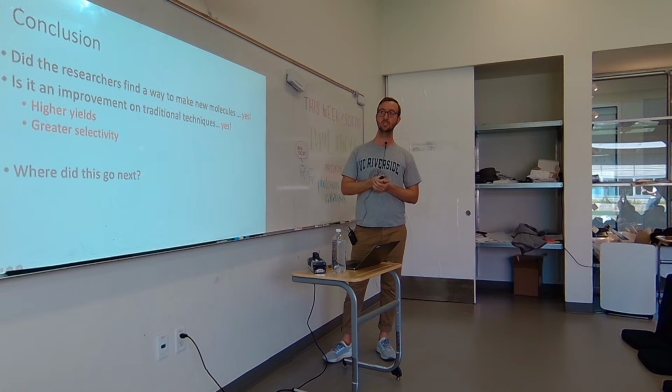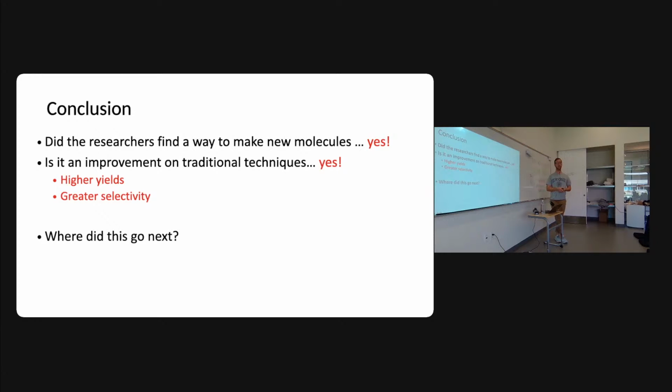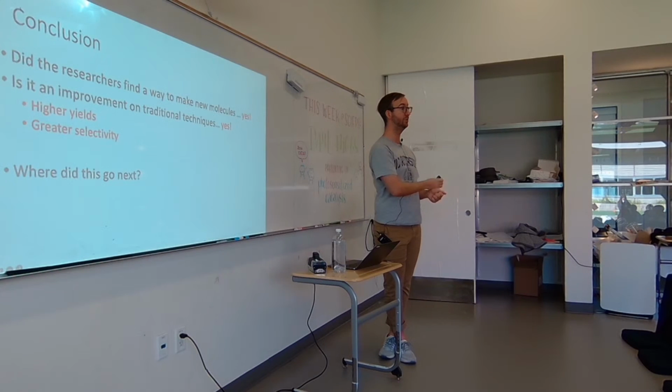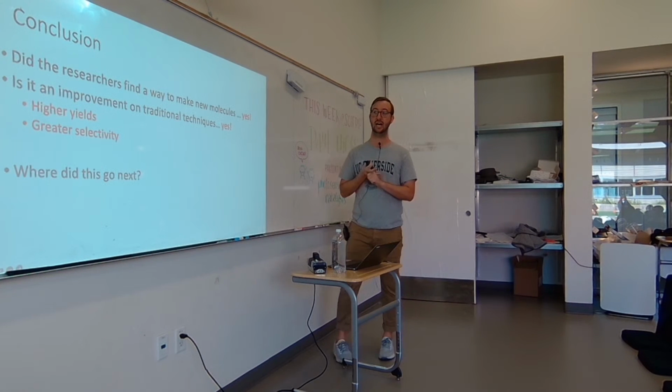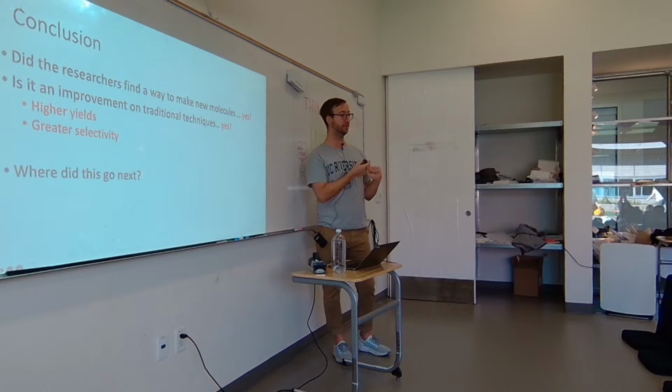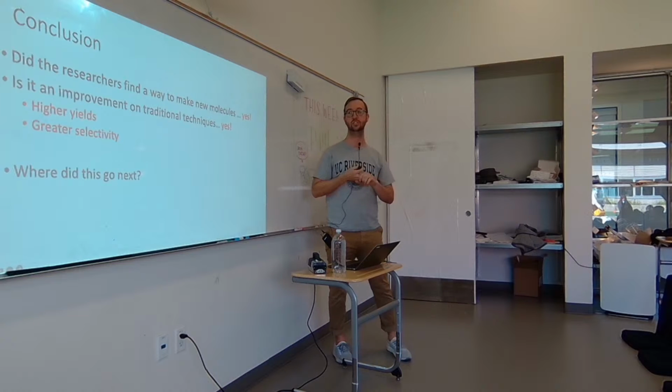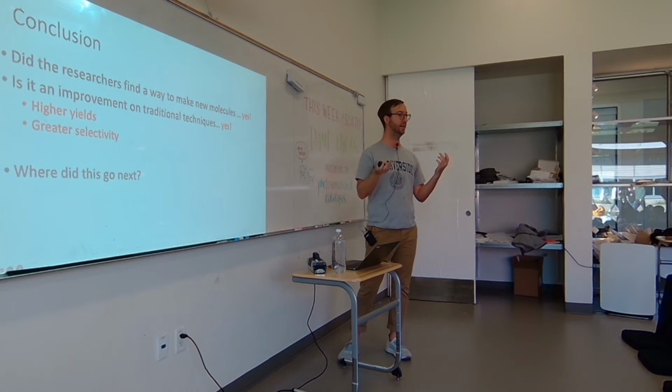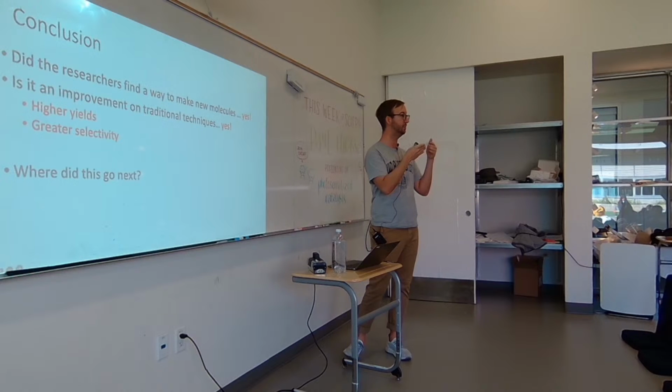So conclusions, right? Did the researchers find a way to make new molecules? They sure did, right? It was published in Nature, so someone believes they did something important. Is it an improvement on traditional techniques? Yes, in the sense that now we're able to make molecules we were not previously able to make. We're able to get higher yields, right? They were able to sort of optimize this process to get the products they wanted in as high a yield as they're able to. And we're able to get greater selectivity, right? We're able to have these molecules link up in a very specific way, not have like a whole melange of things.